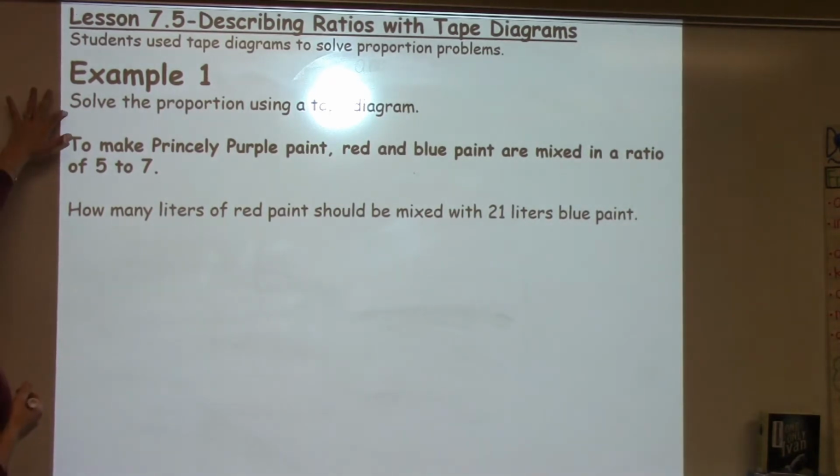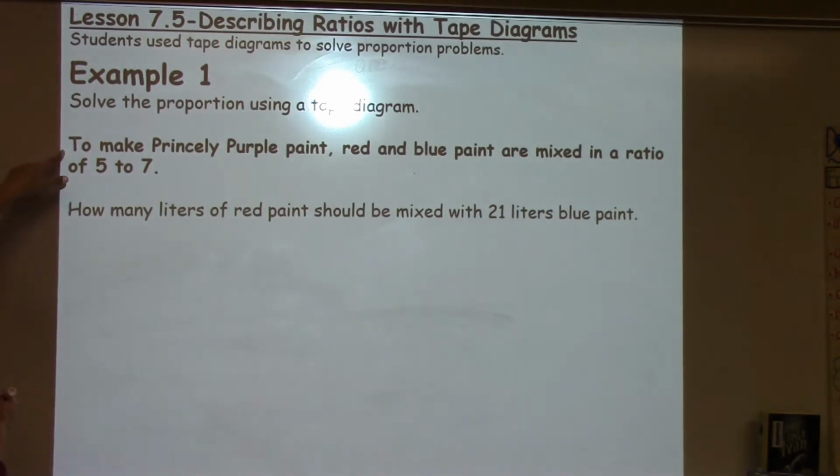So we're going to look at this first one. It says solve the proportion using a tape diagram. It says to make princely purple paint, red and blue paint are mixed in a ratio of 5 to 7. How many liters of red paint should be mixed with 21 liters of blue paint?